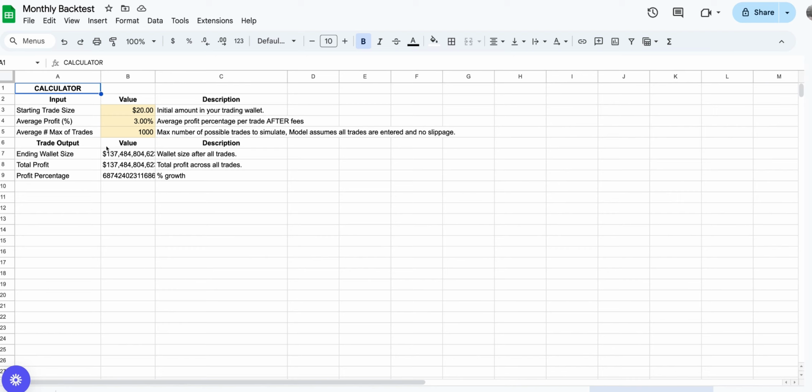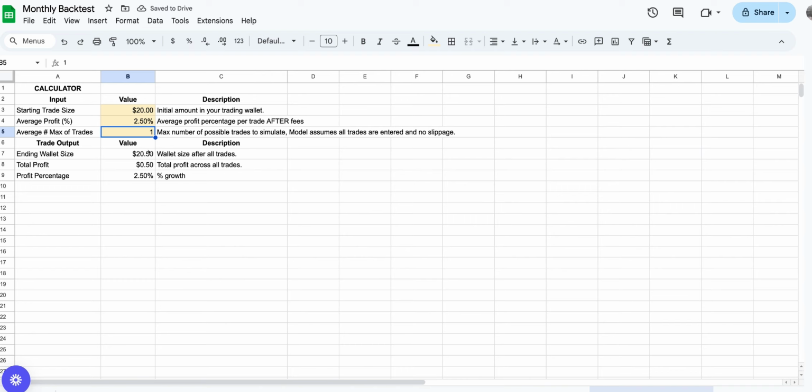I've made this calculator here, and yes, this is real. Let's start with your starting trade size at $20. Let's imagine that you're going to enter into a trade with $20, and your average profit, let's just say it's 3% after fees. This strategy's 4.25% assumes that you have trading fees, so after your trading fees on your exchange, you're probably going to be making closer to 2.5%. So let's just say 2.5 here.